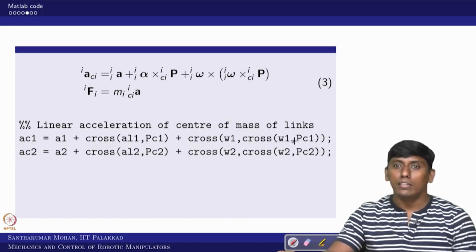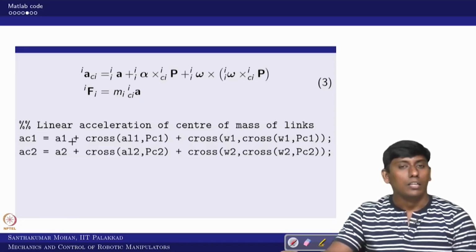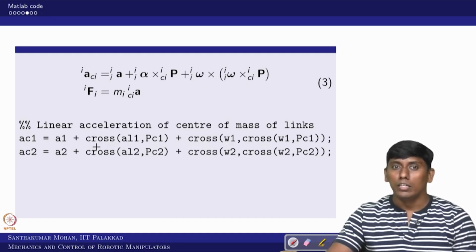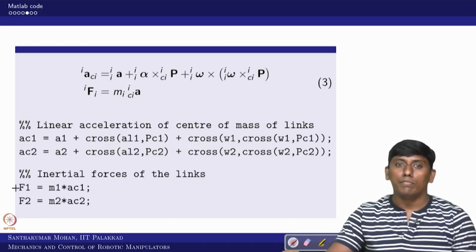Now you can see that omega 1 cross multiplied with PC1 and PC2, similarly alpha 1 cross multiplied with PC1 and PC2. This is going to give the tangential, this the radial, and this is the joint linear acceleration. So it is very clear. Once you obtain the linear acceleration of the center of mass of links, you can multiply with inertia. Here it is only mass, so that gives the inertial force. That we have obtained.